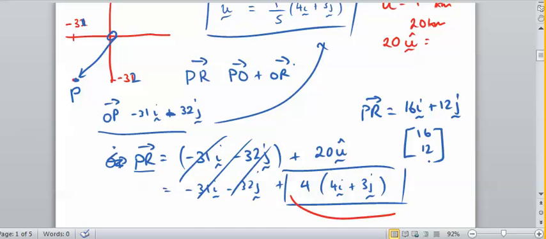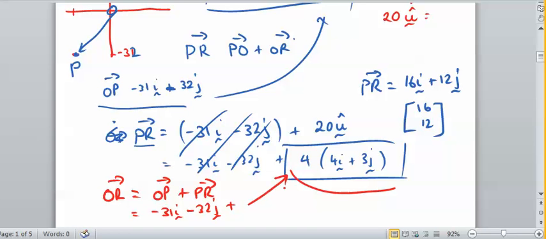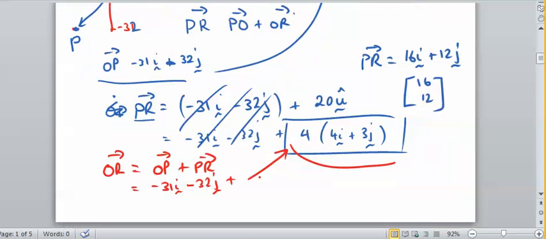Does that make sense? Now remember that you don't need the coordinates of OP, but if you wanted OR, you would have to go to P first and then to R. So OR would be equal to OP then P to R. You would have to take into account this negative 31i, negative 32j, and then add this up here. But remember, we're just going from that point in the direction of the unit of this vector, which we call u, and we've gone 20 kilometres.